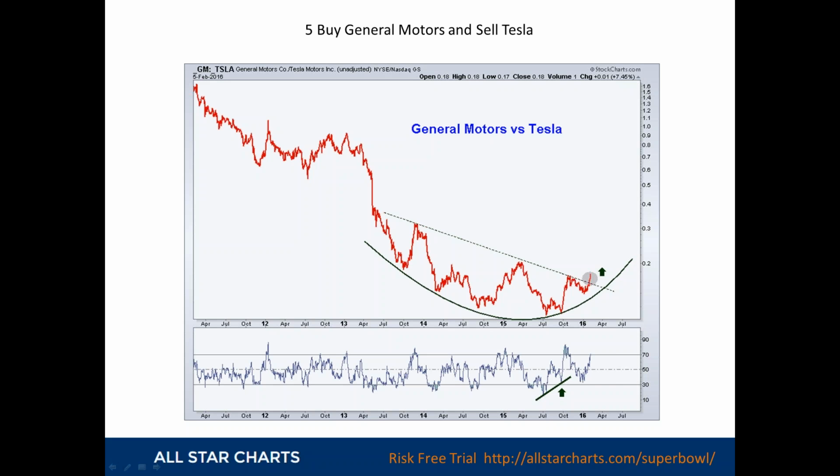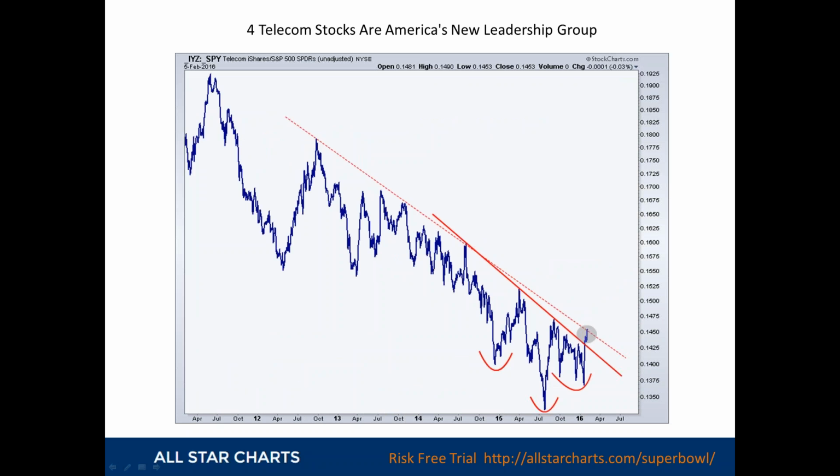Look at this massive bottoming process of the last several years, bullish momentum divergence at last year's lows. And now we're breaking the downtrend line from the late 2013 highs. So as long as we're above that downtrend line, that dashed line, we want to be buying General Motors and shorting Tesla. For every dollar we're long GM, we want to be short $1 of Tesla as long as we are above that downtrend line.